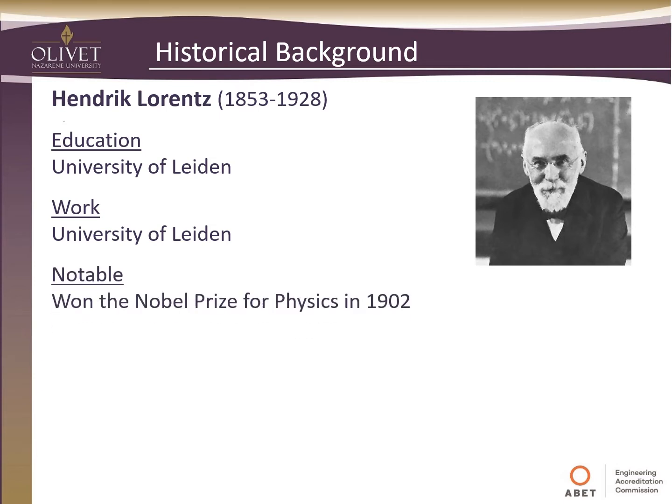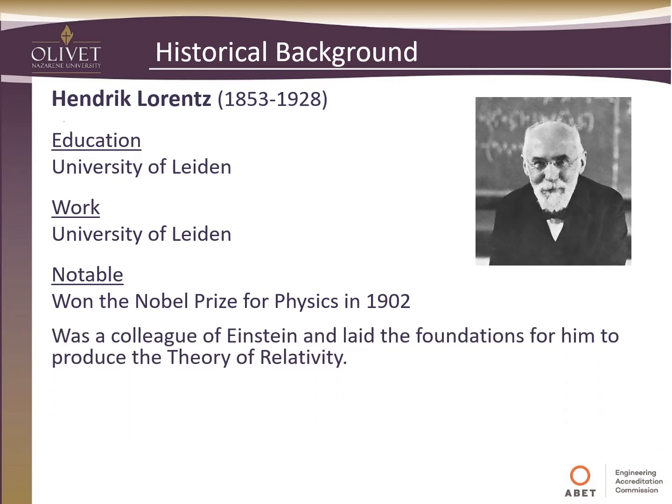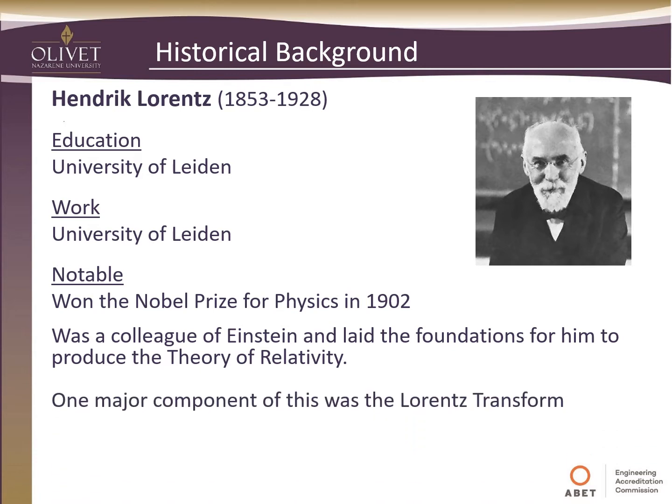Some of the notable things for Mr. Lorentz: he won the Nobel Prize for Physics in 1902. He was a colleague of Einstein and laid the foundations for him to produce the theory of relativity. Another equation that he came up with, if you take modern physics, that took into relativistic effects when you approach the speed of light. One of the major components of this, again, was the Lorentz transform.